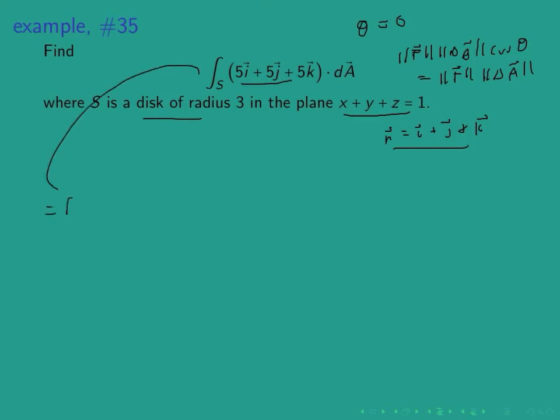It's simply going to be equal to the magnitude of the vector field times the area of the disk. The magnitude of the vector field is easy enough to calculate. It's the square root of 25 plus 25 plus 25. And the disk is just a disk of radius 3, so its area is pi times r squared, which is 3 squared. So what do we get? We get the square root of 75 times pi times 9, and that's the flux.